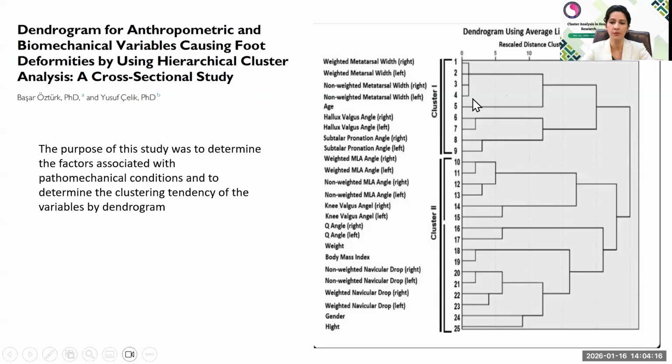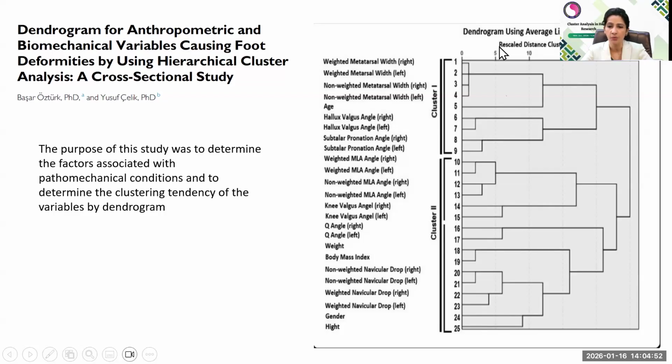So, for example, the dendrogram appears like this. This is the dendrogram of the anthropometric and biochemical variables causing foot deformities using hierarchical clustering analysis. You can see here how it appears. Clusters 1, 2, 3, 4 have merged together. Then 5 is separate. Then they have merged this 5 and this 1, 2, 3. Again 6 and 7 have merged, and similarly 8 and 9. Then they have merged these two.